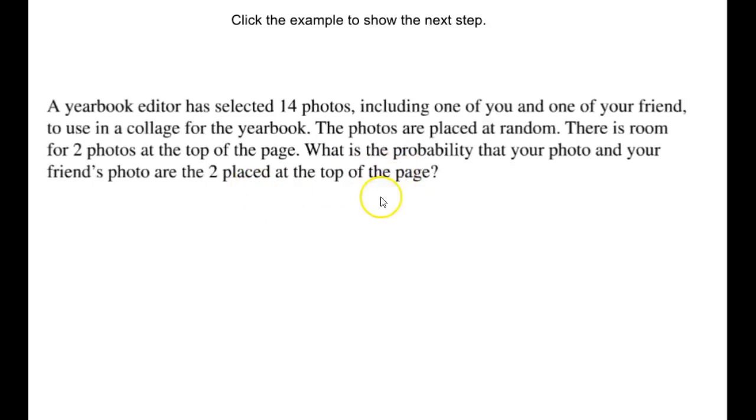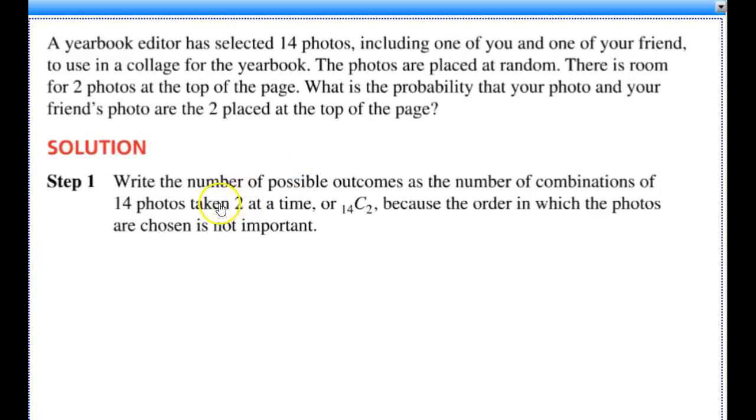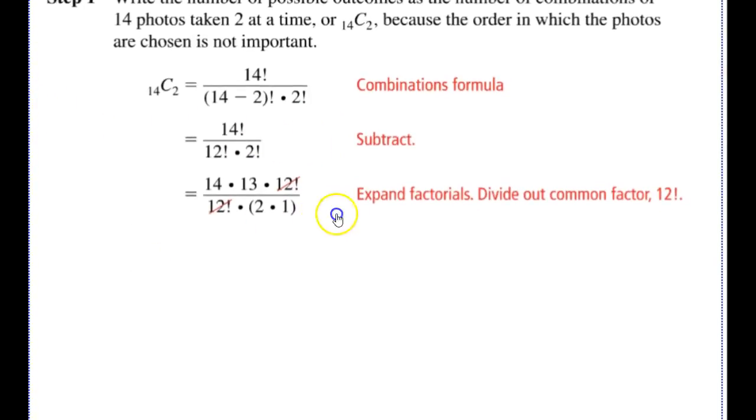So again here, I think the order is not important because I just know that 2 are being chosen to be at the top. It doesn't matter which one's first or which one comes second, they both get to be at the top of the page. So that tells me that this is a combination. So I want to write the number of possible outcomes is the number of combinations of 14 photos taken 2 at a time, right? Because there are 2 that I'm taking and there are 14 total, and the order is not important. So I use my combinations formula and I subtract, I expand out, and then I simplify.